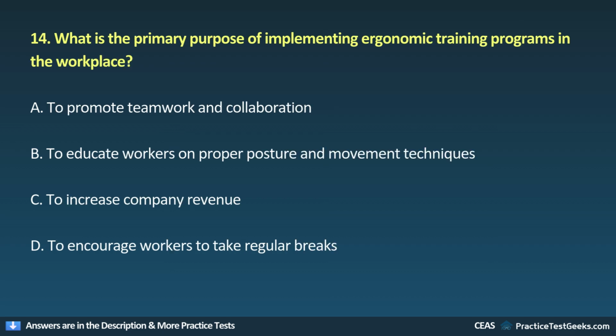14. What is the primary purpose of implementing ergonomic training programs in the workplace? A. To promote teamwork and collaboration. B. To educate workers on proper posture and movement techniques. C. To increase company revenue. D. To encourage workers to take regular breaks.